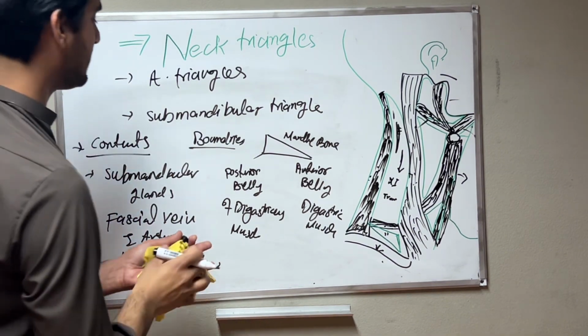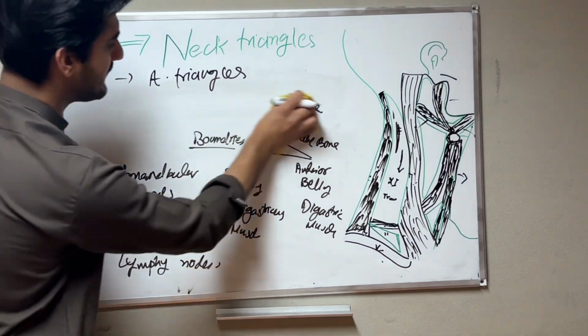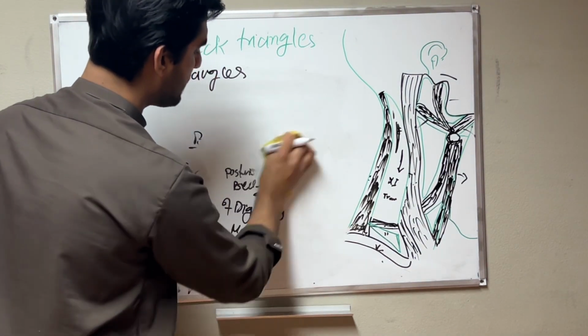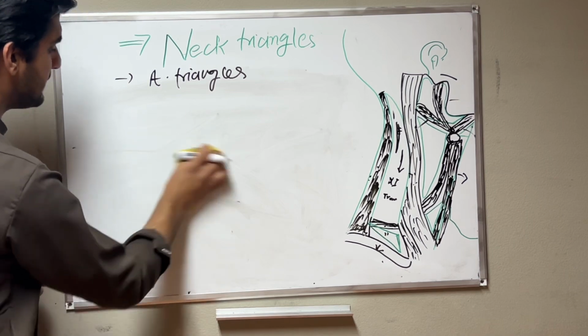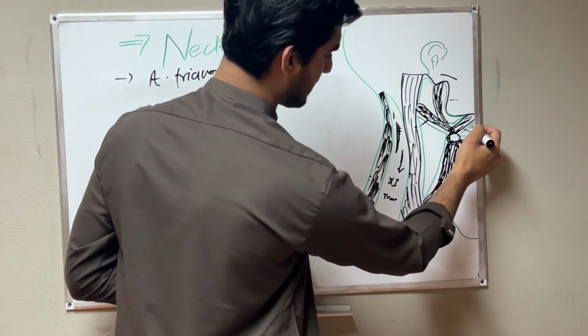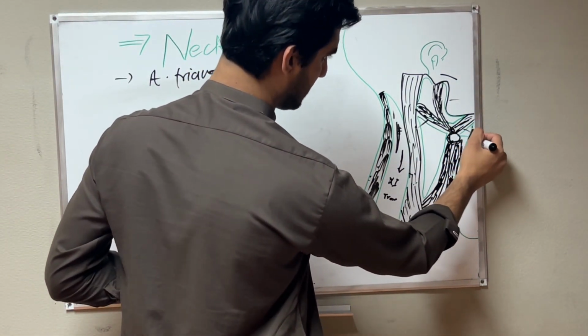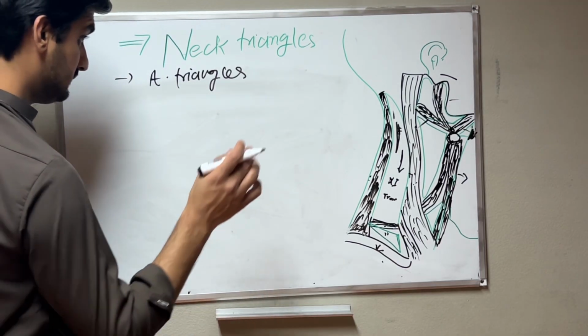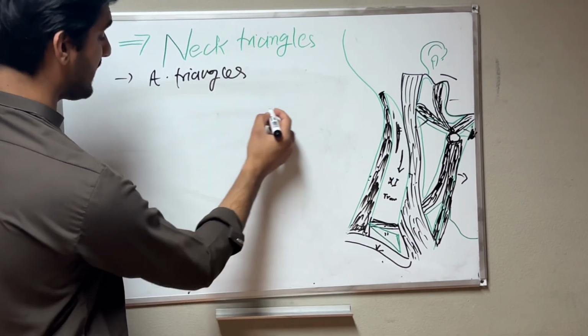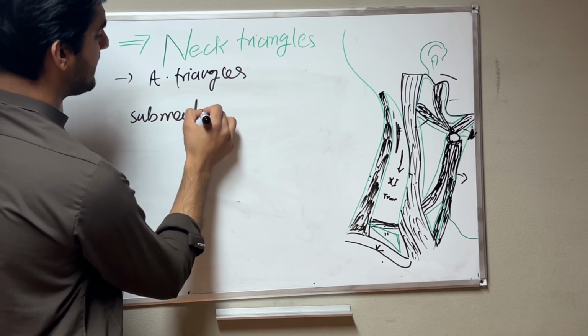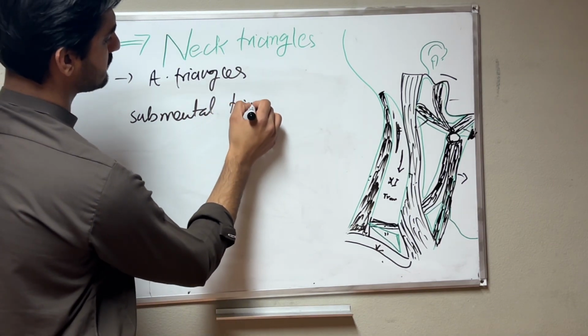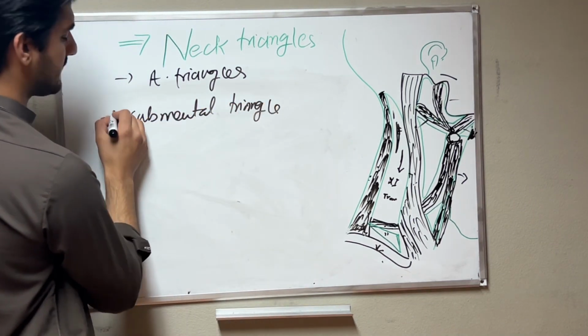Okay, now the second triangle of the anterior triangle. The second triangle is the submental triangle, which I already mentioned. Here we also have another muscle. Okay, the same. Now if we talk about the submental triangle.